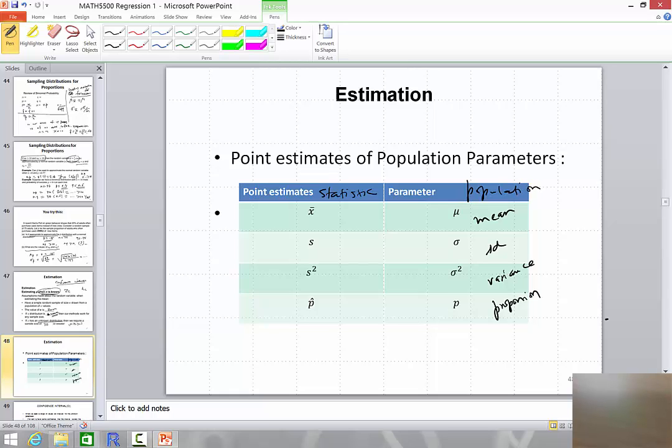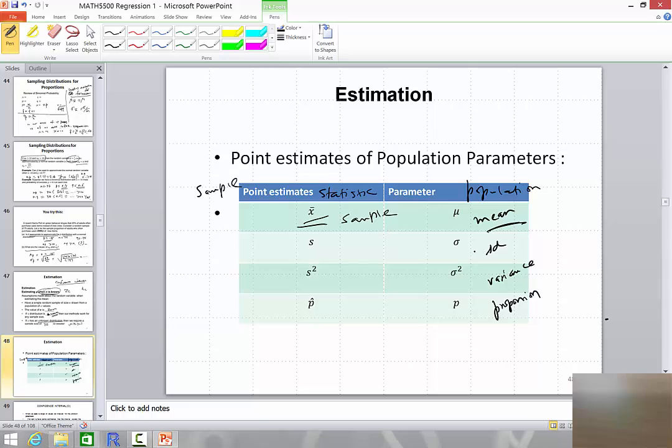Same thing for the sample, that is called a statistic. And in this confidence interval chapter, sometimes they call it a point estimate. Point estimate is nothing more than the statistic, exactly the same thing. Statistic and point estimate, same thing. The mean is mu if it is for the population, x bar if it is for the sample.